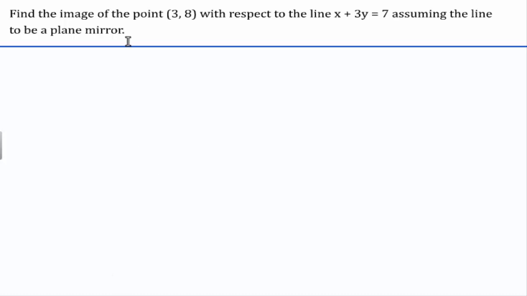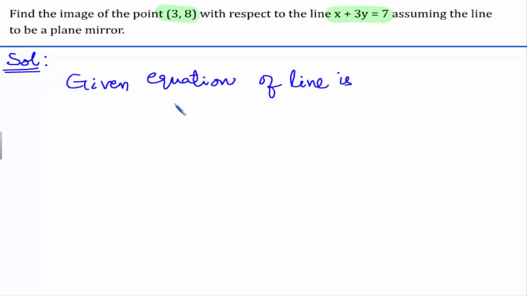In this question, we have to find out the image of the point 3, 8 with respect to the line x plus 3y is equal to 7, assuming that this line acts as a plane mirror. Let us see the solution for this. Now the given equation of the line is x plus 3y is equal to 7. Then slope of this line is minus of x coefficient, that is 1 by 3.